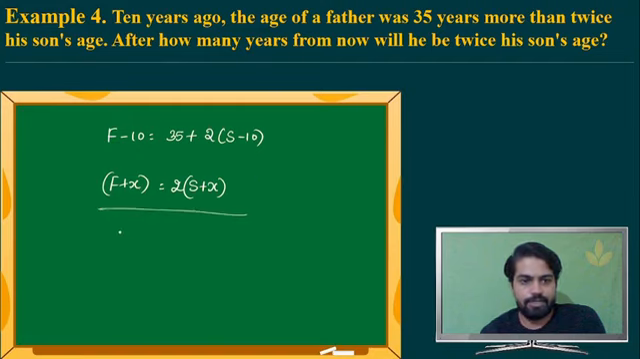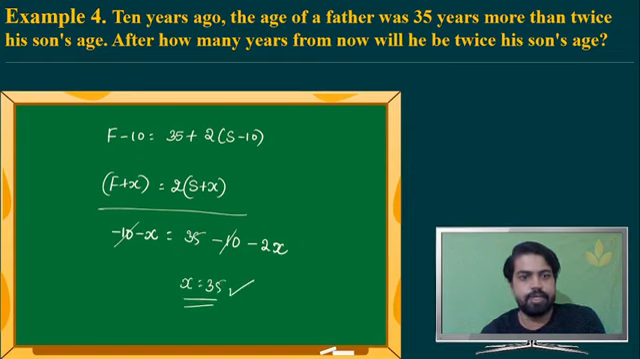f and f cancel, minus 10 minus x is equal to 35, 2s cancelled, and then we have minus 10 minus 2x. So when I solve this, minus 10 cancels, we end up with x is equal to 35. So after 35 years only, he will become twice the age of his son.